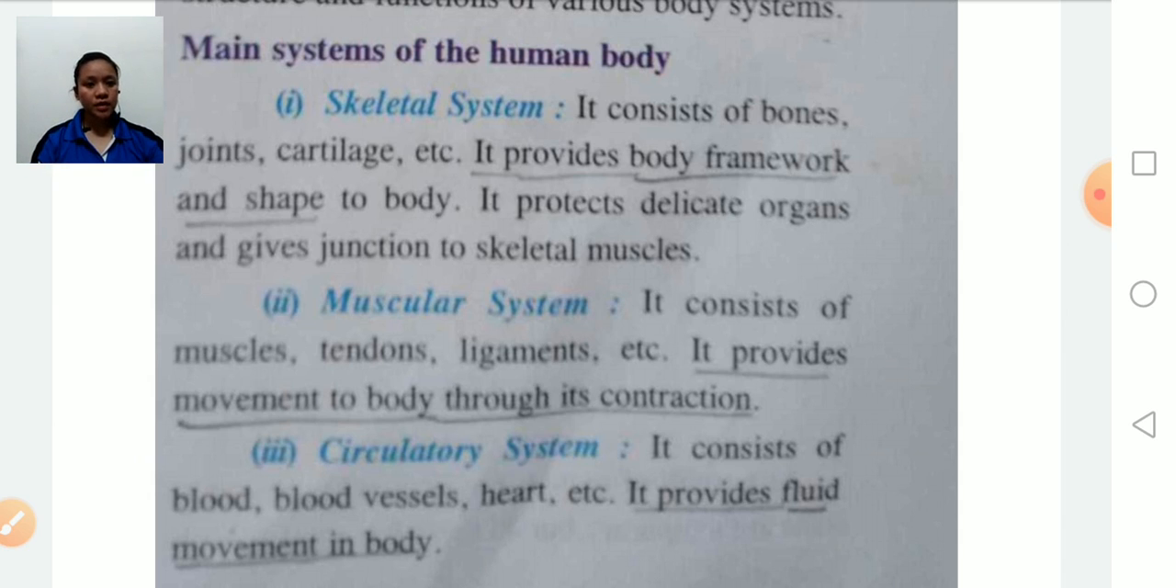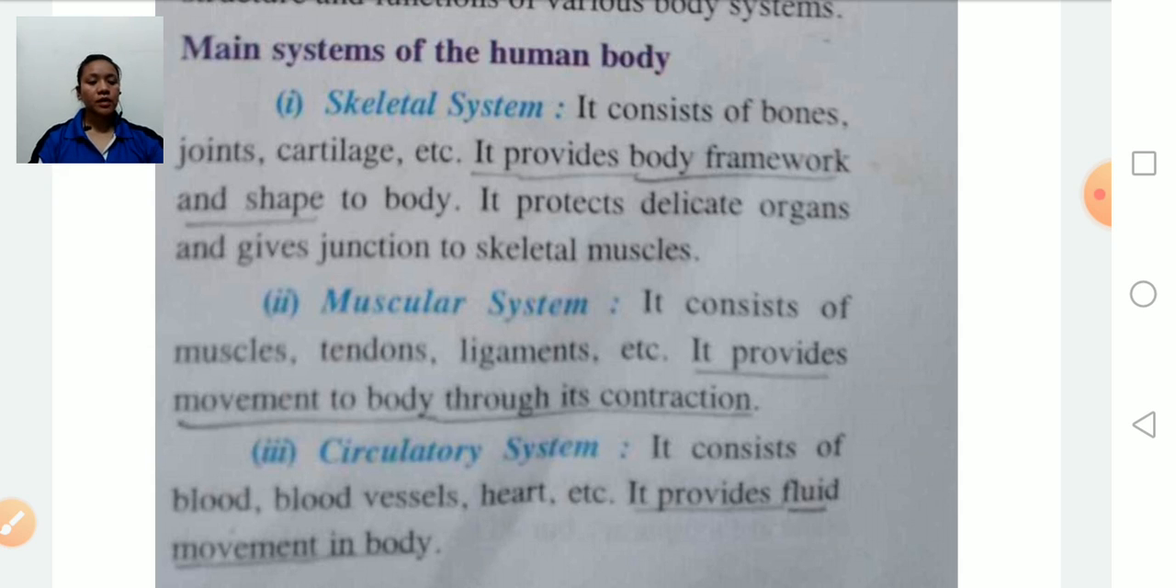Muscular system consists of muscles, tendons, ligaments, etc. Tendons connect muscle to bones, and ligaments connect bones to bones. The muscular system provides movement to the body through its contraction. Through muscular contraction, it provides movement to the body.